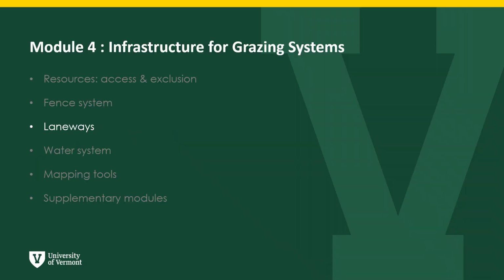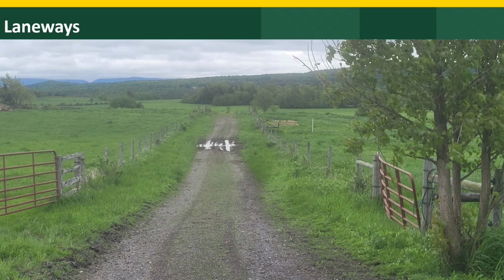On to laneways. Laneways provide a well-constructed path for animals to get from one pasture to the next, and to and from shelter or facilities. They also prevent animals from walking through and damaging valuable feed. Laneways can also be designed to accommodate farm equipment like ATVs or tractors and haying equipment.